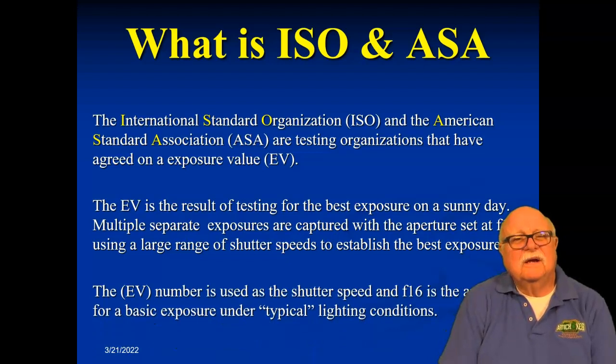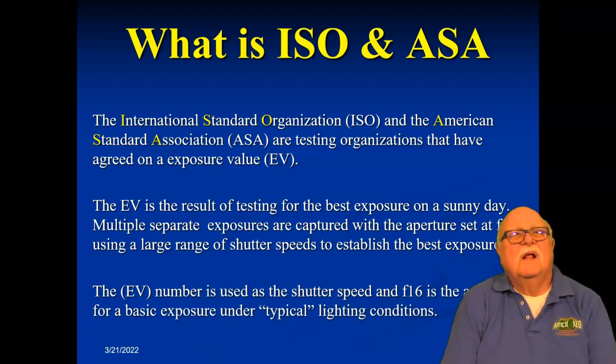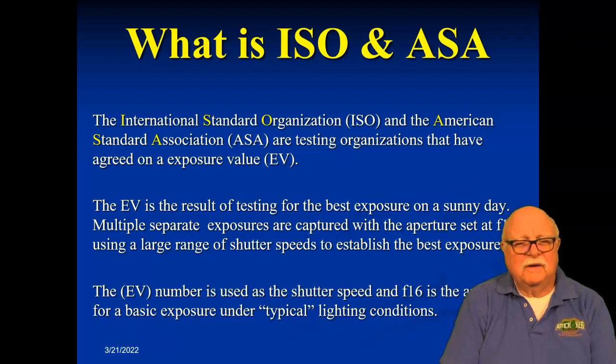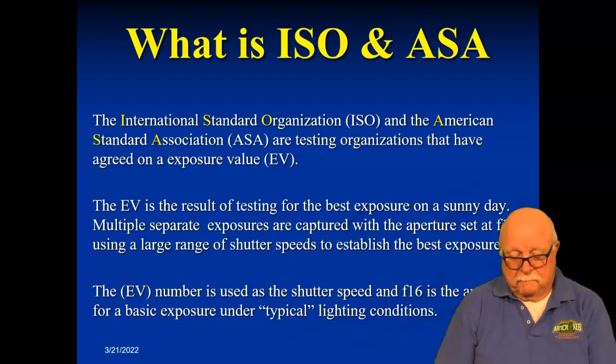The basic rule, today as in the good old days, is that if you have an ISO of 100, you set your shutter speed at 1/100th of a second at f/16, and that's a starting point for making exposures.